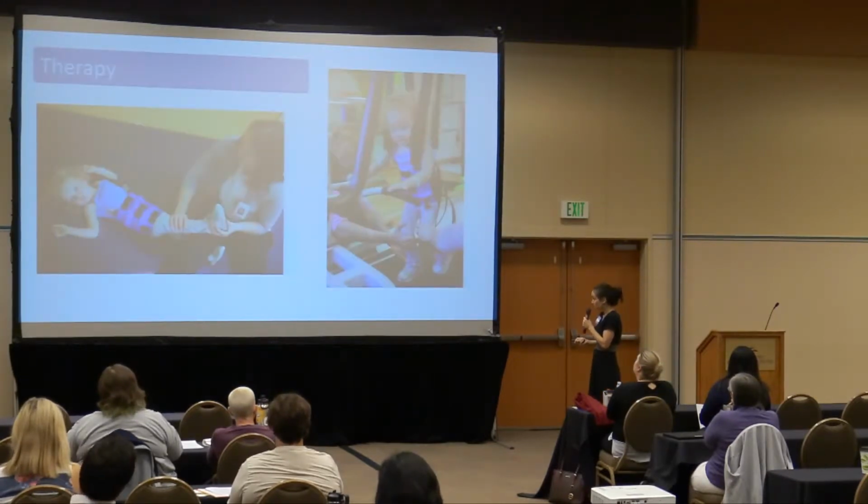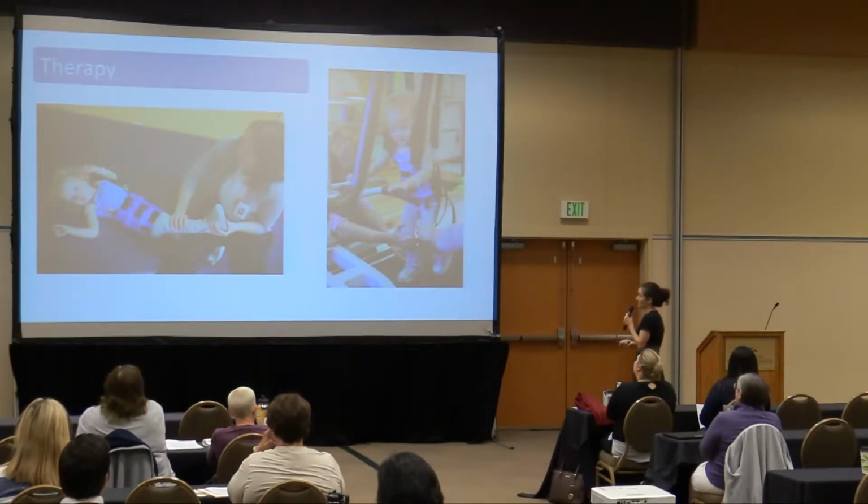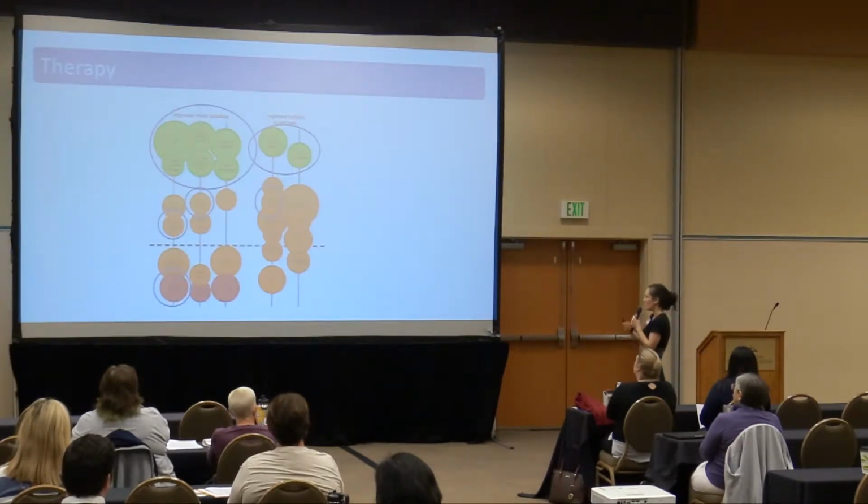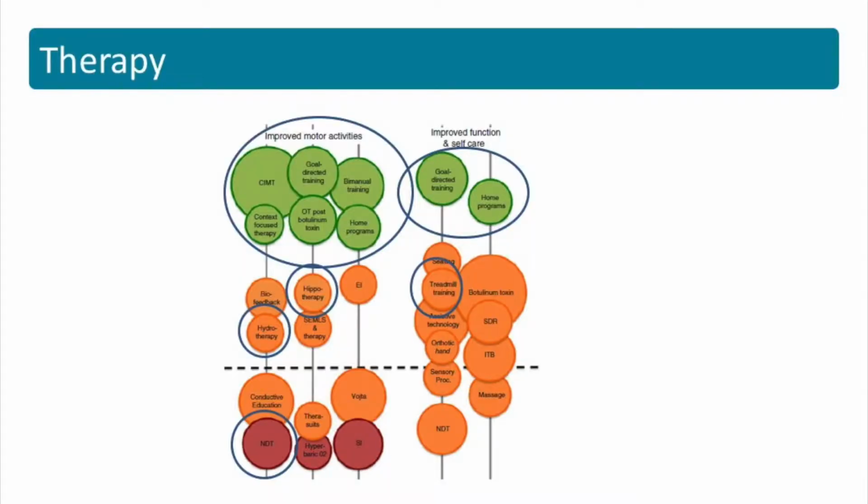So therapy, this is just a cute picture, which is why I included it. It involves obviously stretching, treadmill training, working on gait, all of those things that you think of that a therapist is doing. But what's the actual evidence behind that? So there's some evidence to support things like constraint-induced movement therapy, bimanual therapy. This is in kids who have hemiplegic CP, things like goal-directed therapy and home programs.